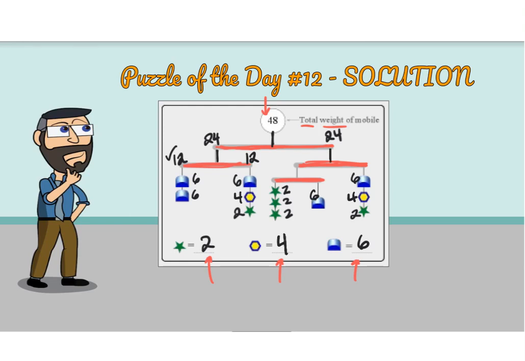This 24 was split into 12 and 12. Let's make sure that this 12 works. 6 plus 4 is 10 plus 2 is 12. So let's give that a little check. Okay, now let's check this one over here. I don't know that we checked this one. 6 plus 4 plus 2. Yep, we already checked that one.